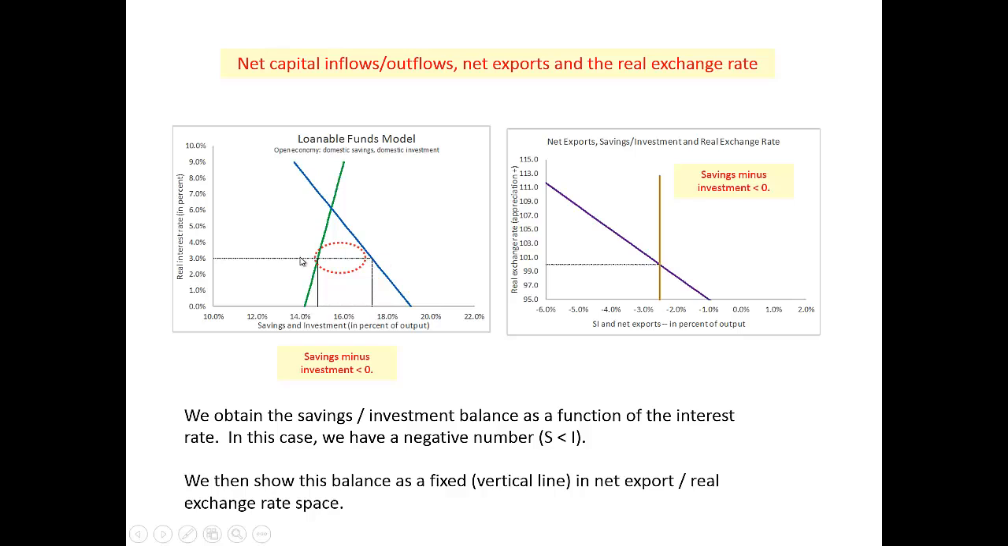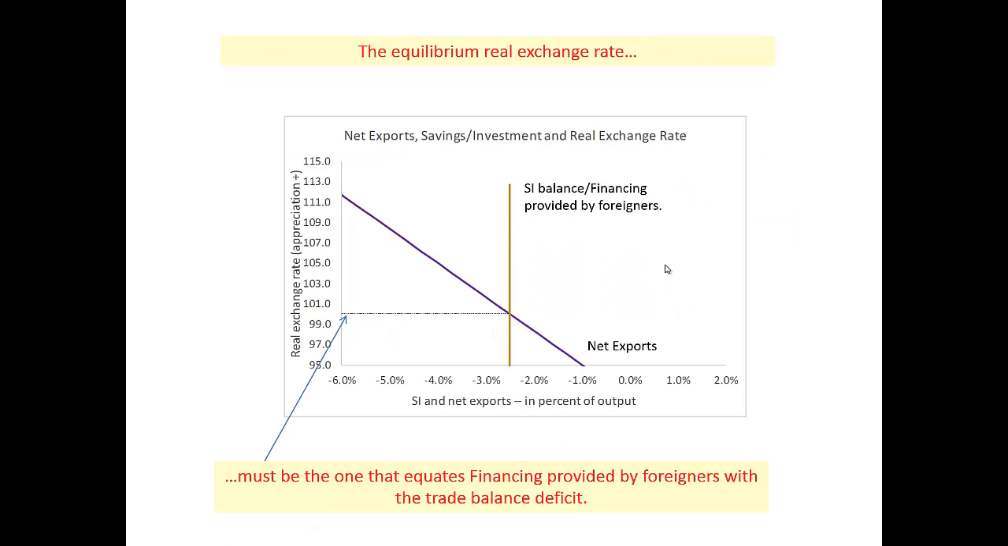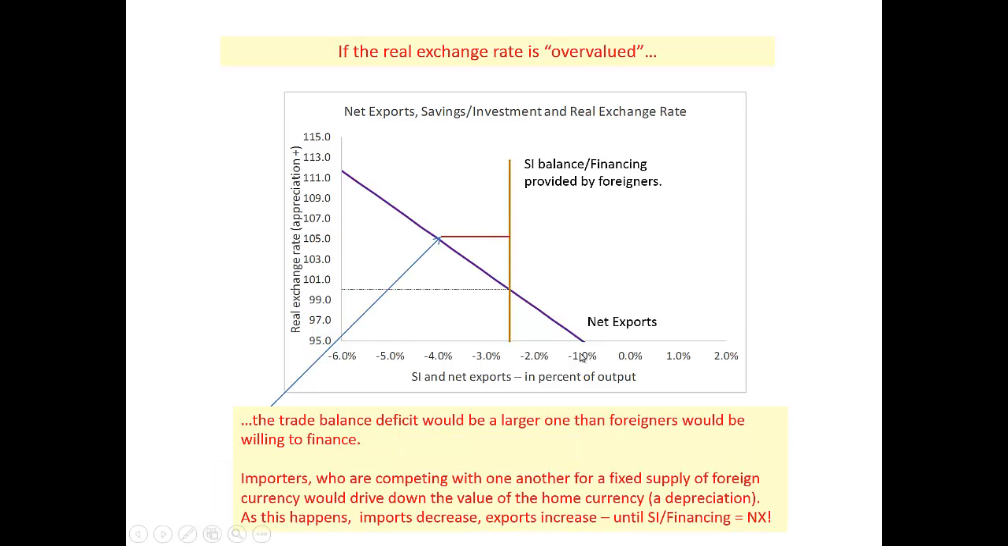We're going to take this difference, and this will be represented in this diagram by the vertical line, the savings investment balance, and you'll notice here that we still have the downward sloping net export schedule. So this gap corresponds to this line. The equilibrium real exchange rate is the one that equates the savings investment balance, the financing provided by foreigners, let's call it the net capital inflow in this case, with the trade balance deficit. Let's see why this must be so.